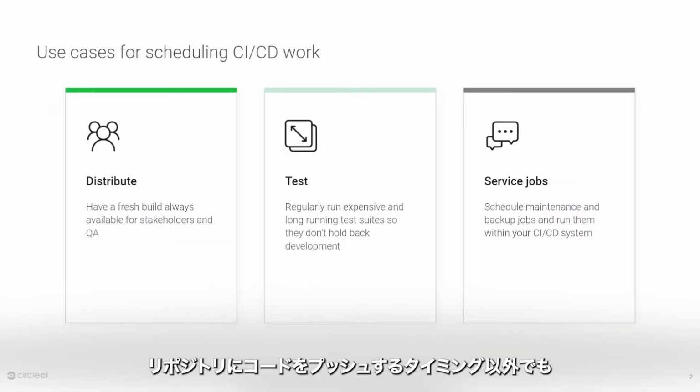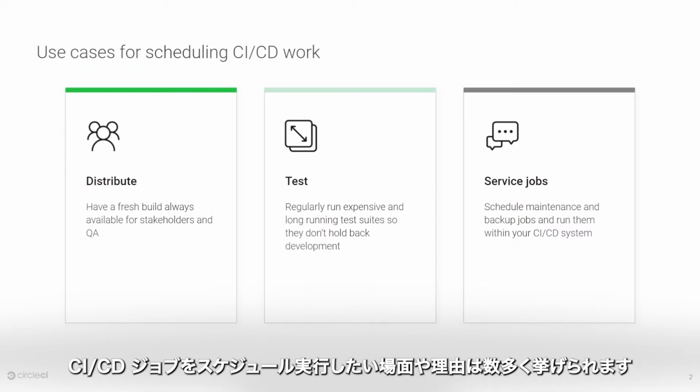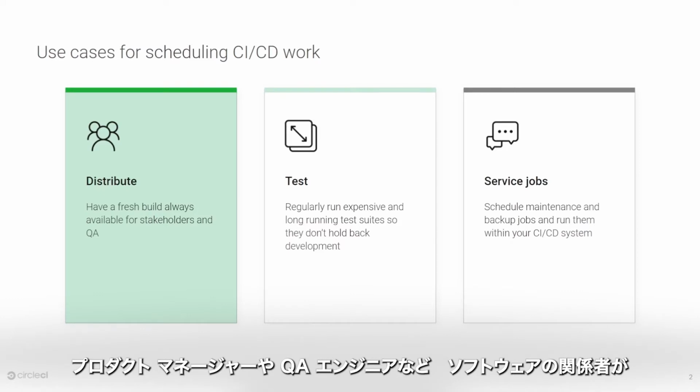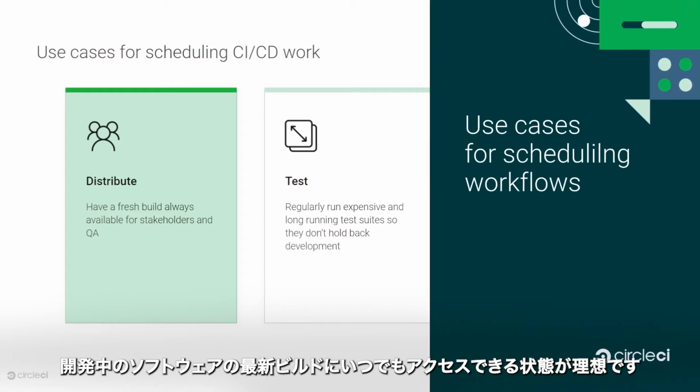There are many reasons why you'd like to schedule CI/CD work so it doesn't just execute when you push code to a repository. The first reason is for regular builds of software. Often when working with teams outside development, such as product managers, QA engineers, and other stakeholders, we want them to be able to always access the latest build of software that we're working on.